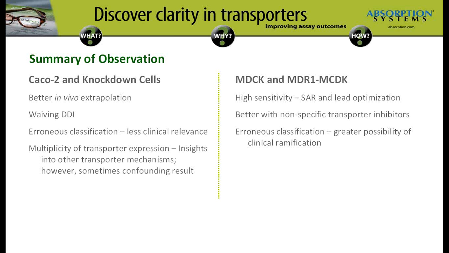On the other hand, MDR1-MDCK cells with a highly expressed single transporter, PGP, sometimes exaggerate the efflux property of the test compound. Because this system has only one enhanced expression of PGP, sometimes this system tends to give a not accurate in vitro in vivo correlation.